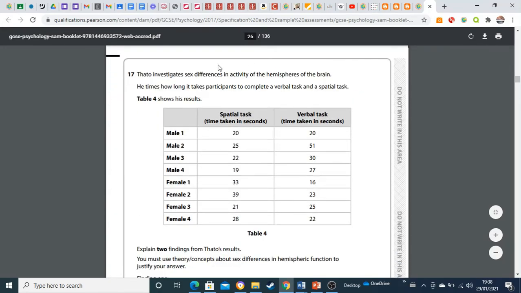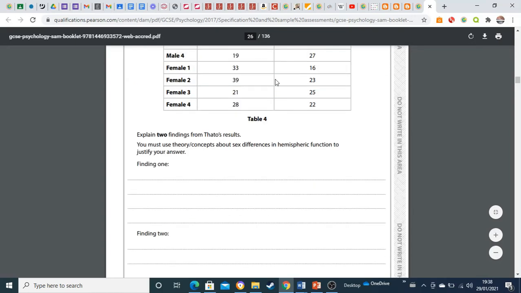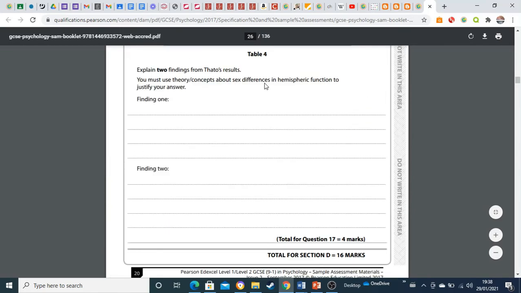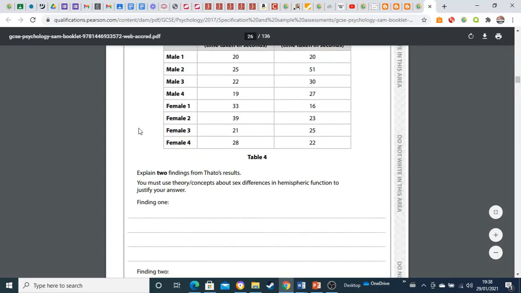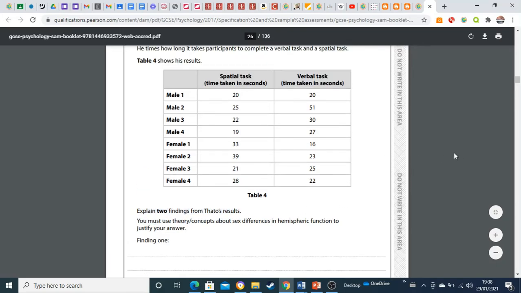Right. Theto investigates sex differences in activity of the hemispheres of the brain. Oh, great. This is always fun. Right, okay. So we'll work with this. He times how long it takes participants to complete a verbal task and a spatial task. Explain 2 findings from Theto's results. You must use theory concepts about sex differences in hemispheric function.